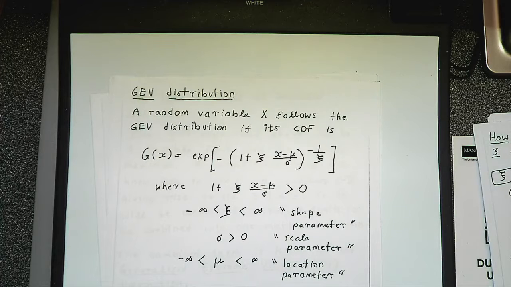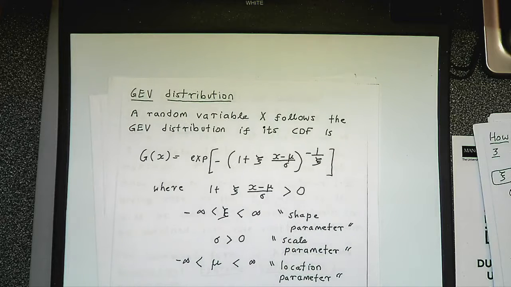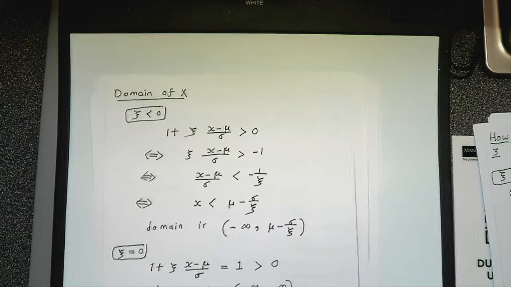And this is the CDF of the GEV distribution. It has 3 parameters: the shape parameter, scale, and the location parameter. And this is the notation for a GEV random variable. And so this formula combines the 3 limits into one. Before I talk about why that's the case, let's look at the domain.